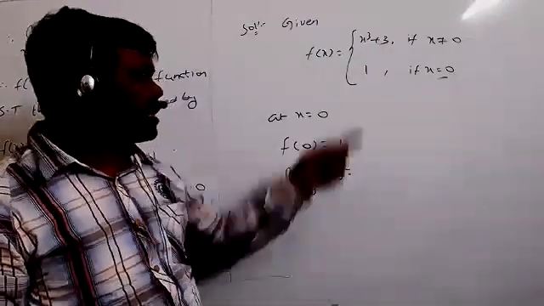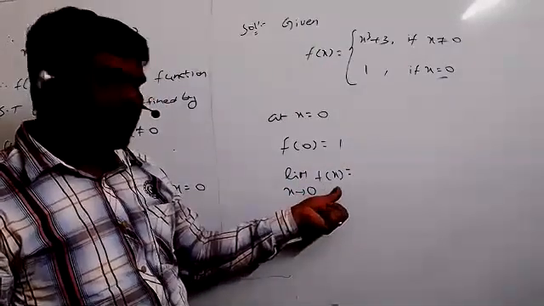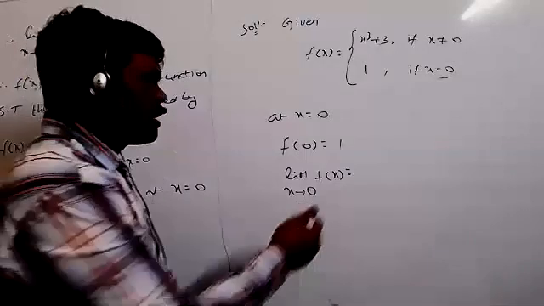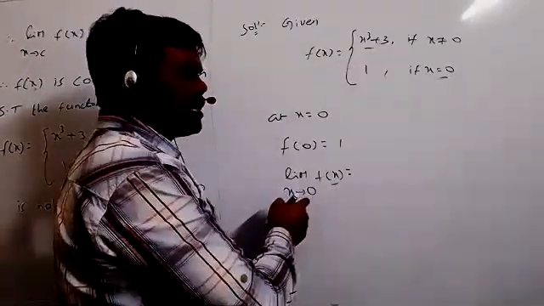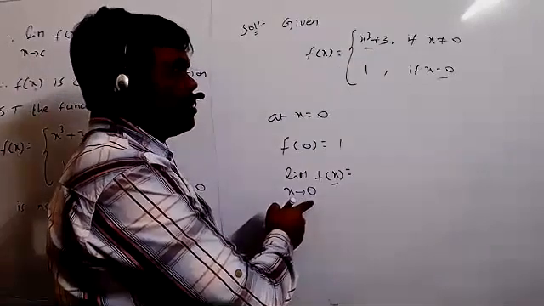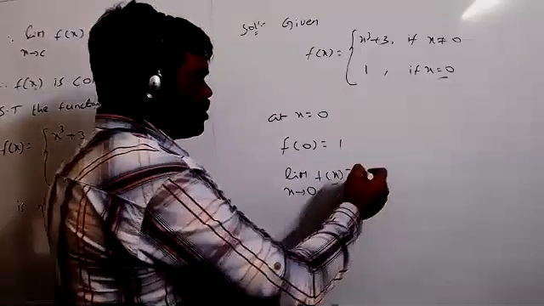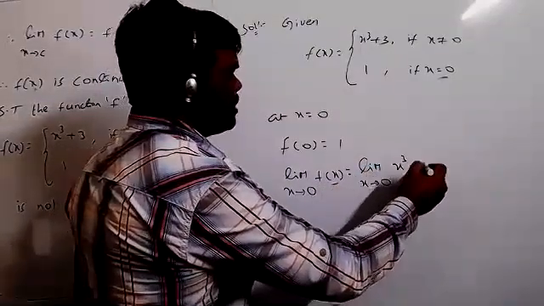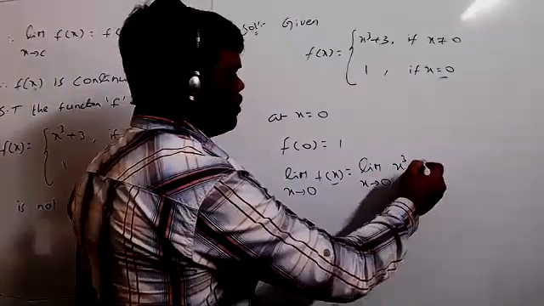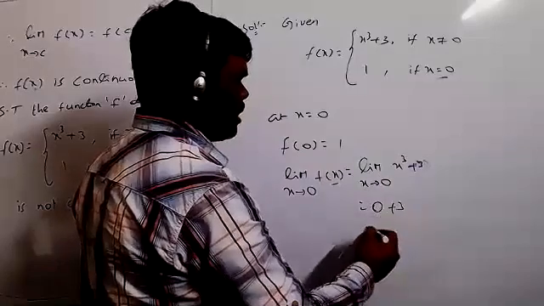That's why I'm taking it directly. I'm taking limit x tends to 0 of f of x, what is the f of x value? This function. Because when you take the limit, either left hand limit or right hand limit, the function belongs to x cube plus 3 only. So limit x tends to 0, x cube plus 3. So 0 I can substitute there, 0 plus 3 is equal to 3.